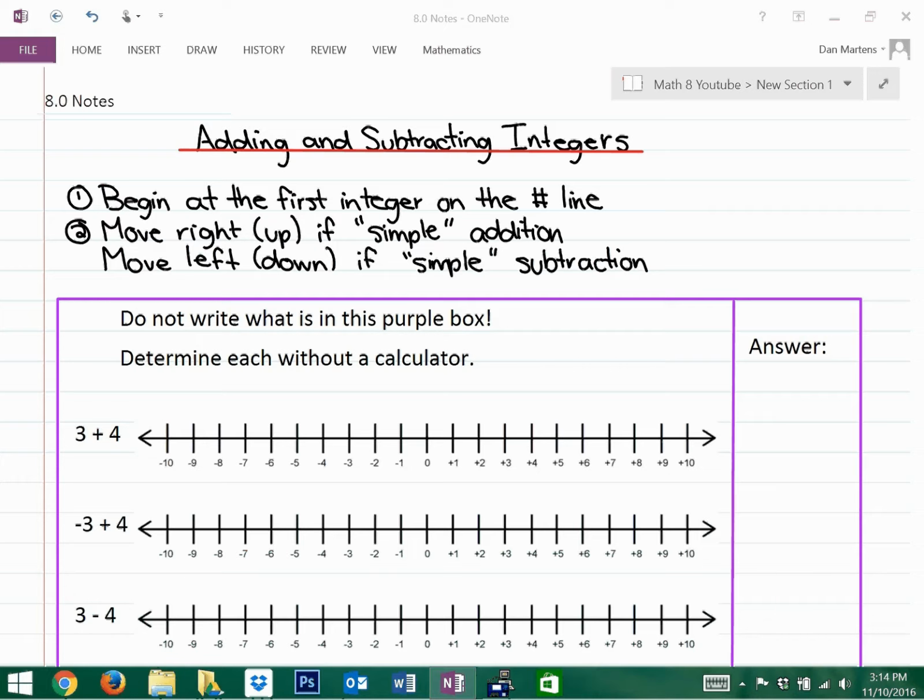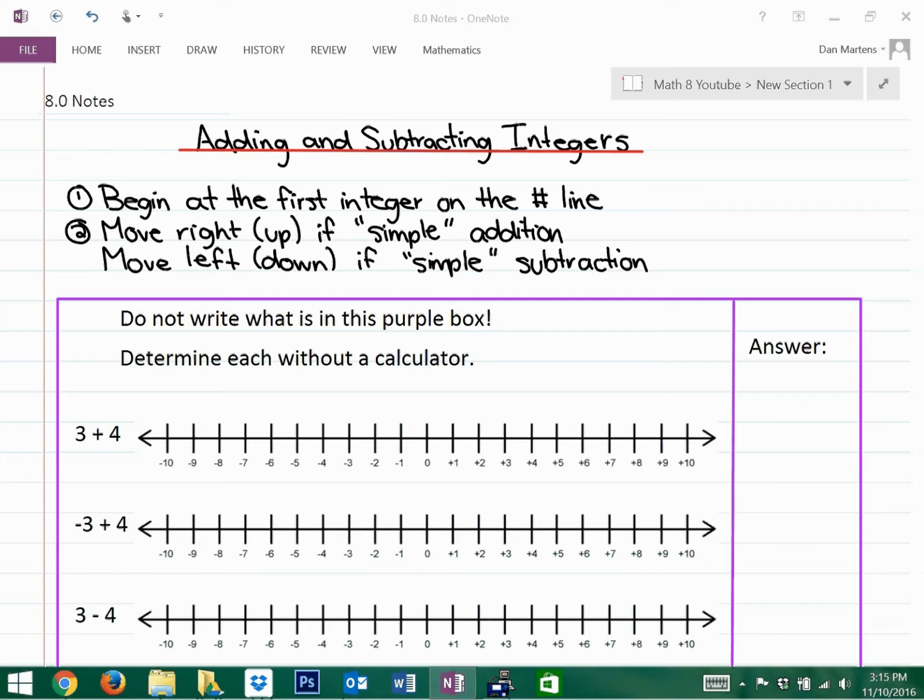A couple of things to be aware of if you're in my class. First of all, when we get to the unit test for this chapter, you will not be allowed to use a calculator, so you are going to have to know how to add and subtract integers without a calculator. And also, just be aware of that as we move along here.